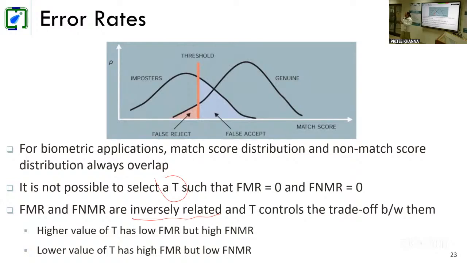So one parameter you are working upon, the other is going to change. So now, how do we work upon this and decide what should be our threshold and what is the best optimal matcher for me? We express that by using the ROC curve, the receiver operating characteristic curve.